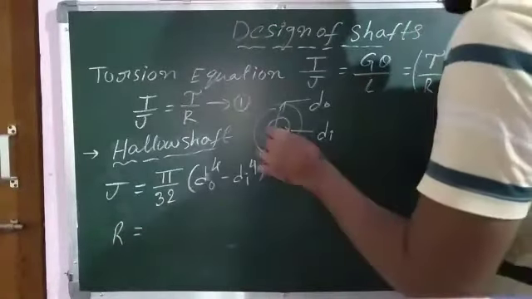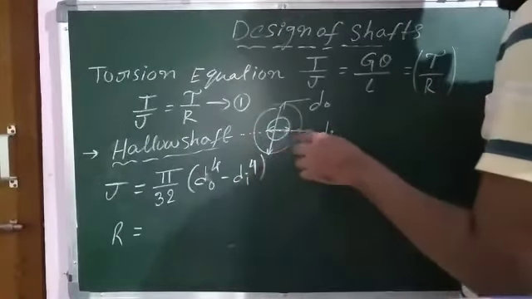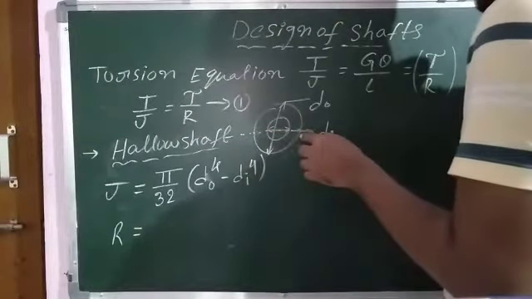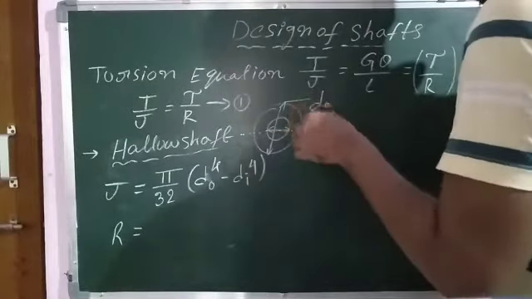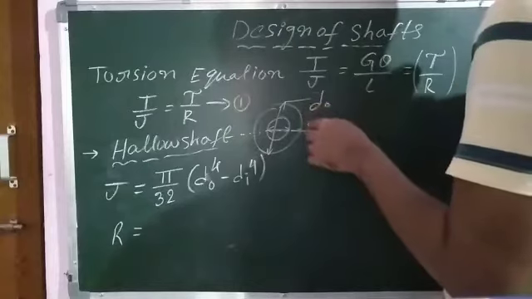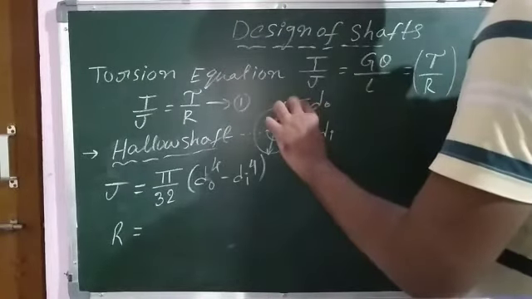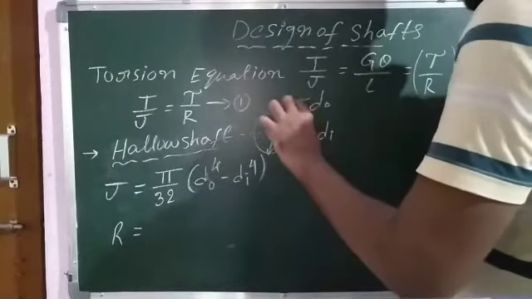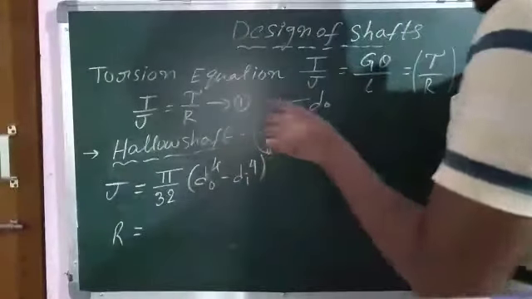Why? Because here r means the distance from the center of the circle, or the centroidal axis or neutral axis of the shaft, to the outermost layer of the shaft, the outermost fiber. So we should consider the maximum radius. Obviously we have to consider the outer diameter.